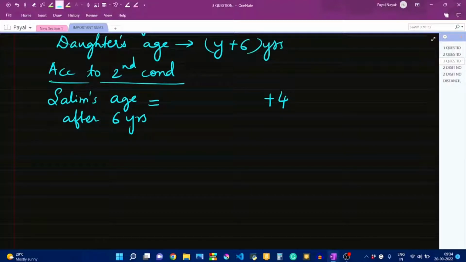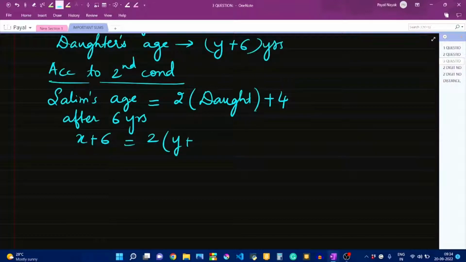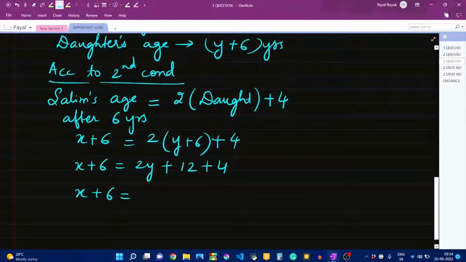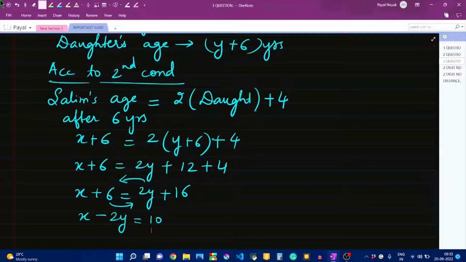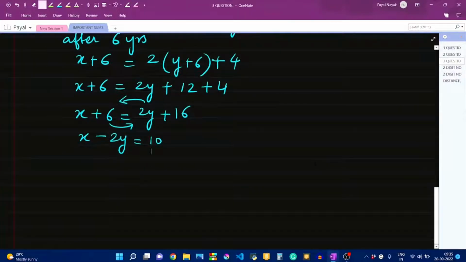And 4 more than twice his daughter's age. So Salim's age after 6 years is x plus 6, is equal to twice the daughter's age, which will be y plus 6, and it is 4 more, so plus 4. So let us solve this equation. 2 times y plus 6, 2 sixes are 12, plus 4. So it is x plus 6 is equal to 2y plus 12 plus 4, that is 16. So this 2y will come to this side, you get x minus 2y is equal to 16 minus 6, which gives you 10. So the second equation that you get is x minus 2y is equal to 10.